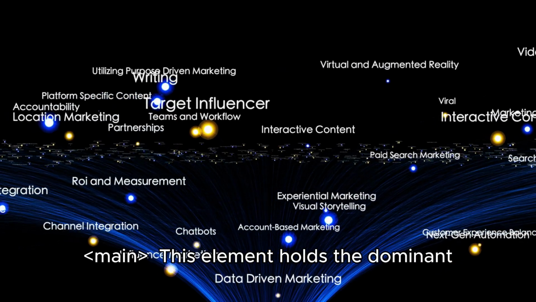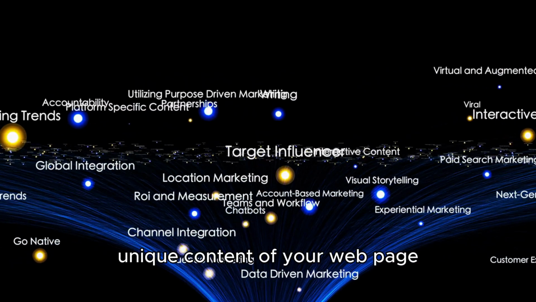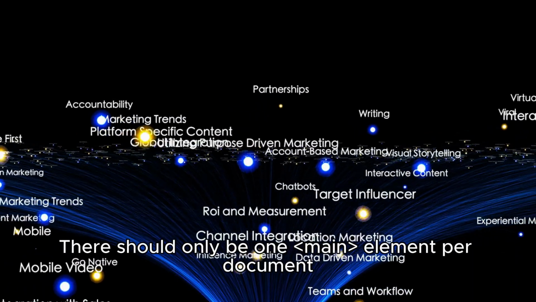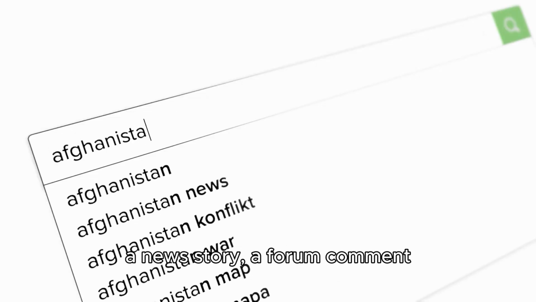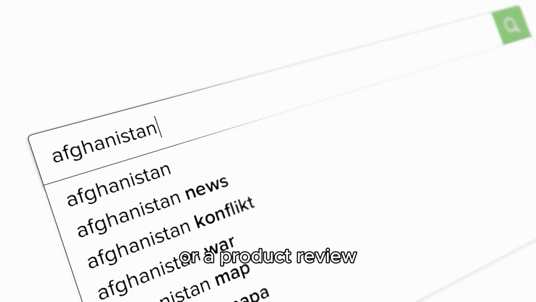Main. This element holds the dominant, unique content of your web page. There should only be one main element per document. It's the core reason someone visits that specific page. Article is used for self-contained, independent content. Imagine a blog post, a news story, a forum comment, or a product review. It should make sense even if read out of context.